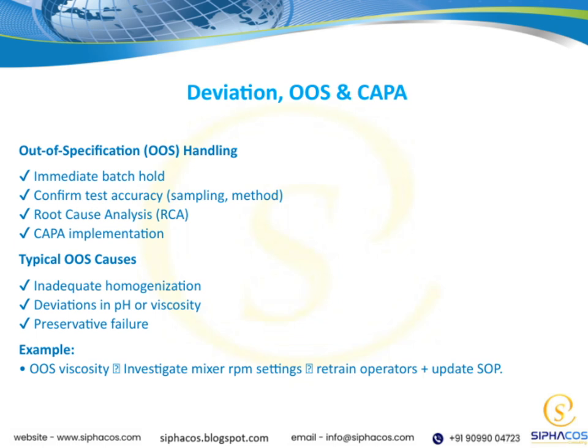To put this into perspective, consider an example where we encounter an OOS viscosity result. The investigation might reveal that the mixer RPM settings were not optimal. In response, we would retrain operators on proper mixing procedures and update the Standard Operating Procedure, or SOP, to ensure consistency moving forward. This process is vital because it helps us maintain product quality and compliance, ultimately supporting our overall manufacturing excellence.